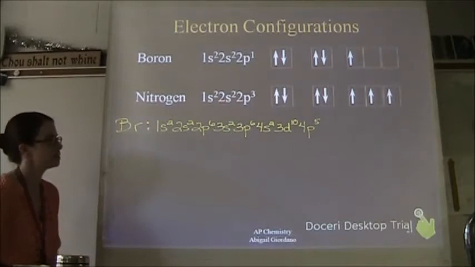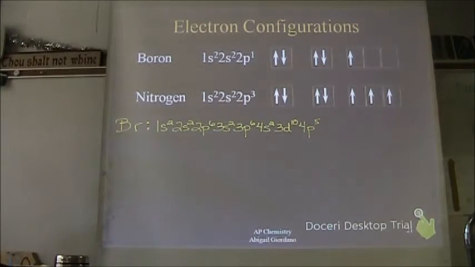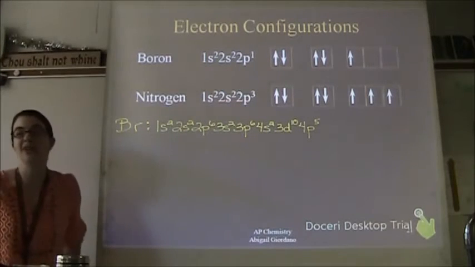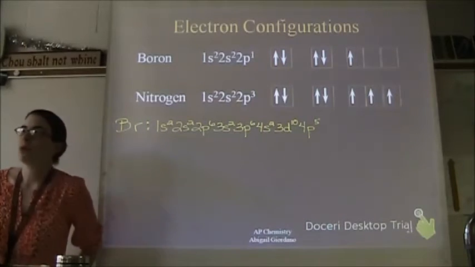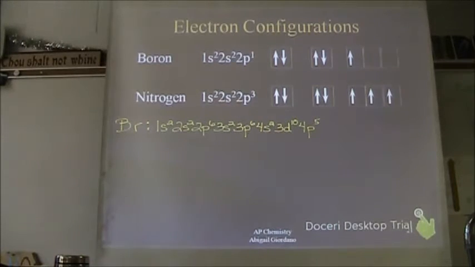4p5. Okay. All right. So if that does not ring a bell to you and you don't remember that, then it's kind of on you to go back and review that. Okay. Do you all remember that there is a shorter way to write these out, like a shortcut, kind of? It's called the noble gas configuration.